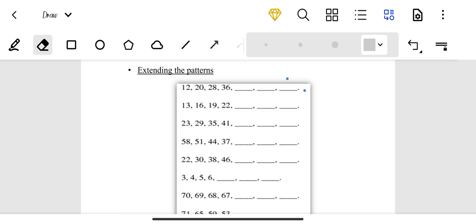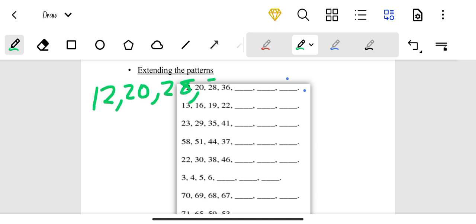So let me just write this down. So we have 12, we have 20, we have 28, and we have 36. So how do we determine the rule? We look at what happened to 12 for us to get the 20, what happened to 20 for us to get 28, what happened to 28 for us to get 36.